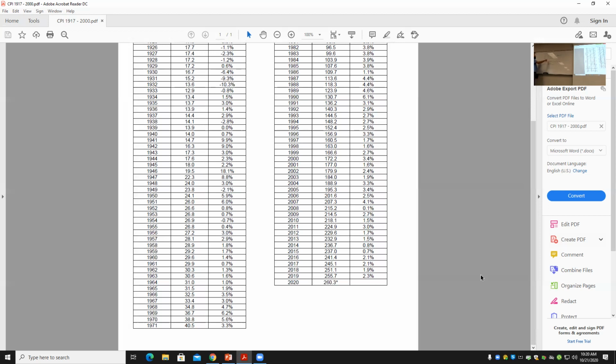$19.57, right? That's what people's paychecks actually were, divided by the consumer price index in 2012, which was 229.6, multiplied by 100. So what number did you get for the real wage in 2012? $8.52. Did everybody get that? Okay, there we go.